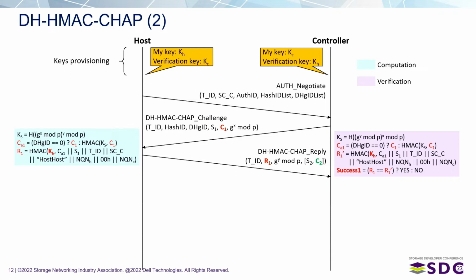Performs exactly the same computation as the host does, and so if the final result R1 prime is the same as R1, okay, the authentication is successful. It means the host knows the key H that the controller knows. If instead the received R1 is not the same as the expected R1, then the authentication is failed. That's the way in which a controller authenticates the host on this challenge response protocol.